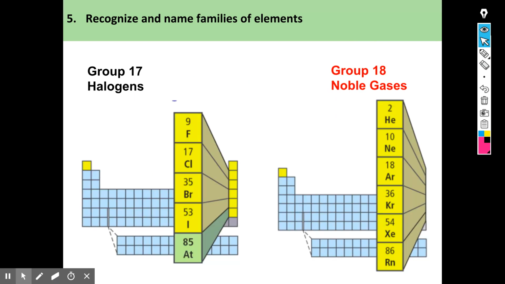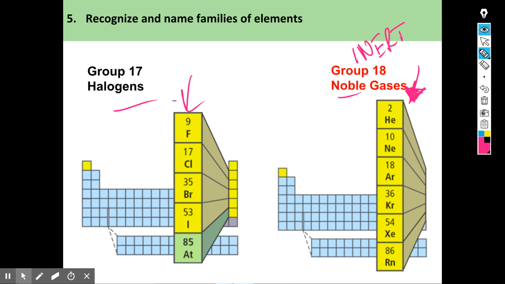The last 2 columns or groups on the periodic table have special names. They are the halogens for group 17 and the noble gases for group 18. Remember that group 18 are very unreactive. The word from the book is inert, I-N-E-R-T, meaning that they do not react.